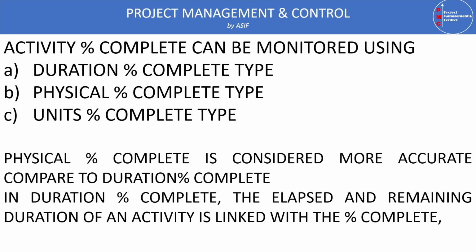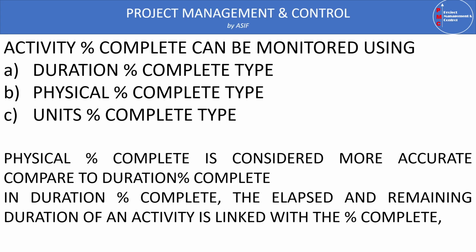Number one is duration. Number two, physical, and number three, unit percentage complete. Physical percentage complete type is considered more accurate as compared to the duration percentage complete, and it gives more control to the user.